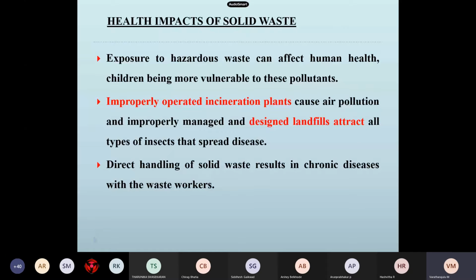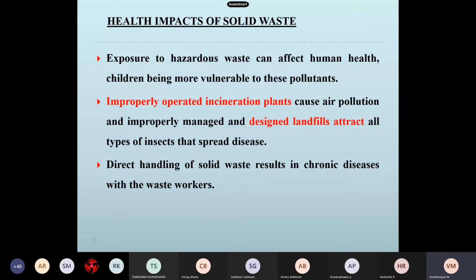That is what is happening. So the incineration plants should be very tall, so that we can avoid the infection rate with the insects. With that, we can reduce the disease spread for human beings. The direct handling of solid waste results in chronic disease among the waste workers.